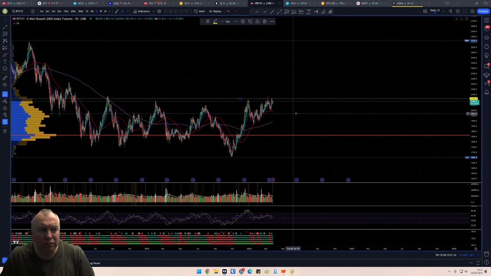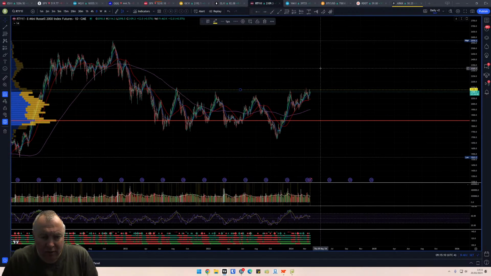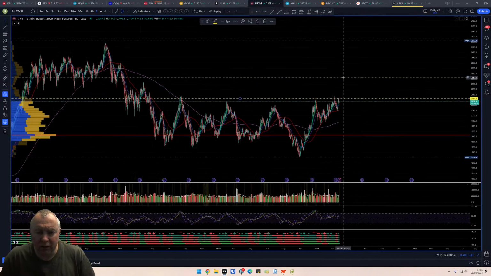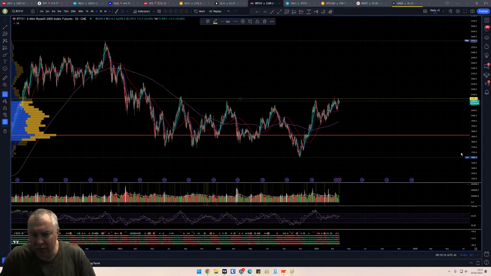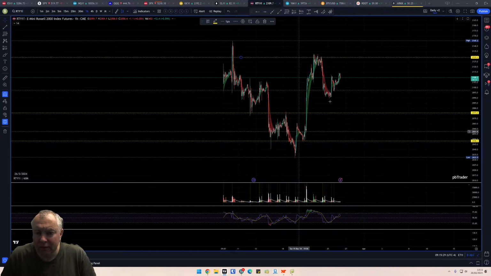RTY, which is the E-mini Russell 2000, kind of looking like we want to break out. I do quite like this. So a break, and this is a daily. We can watch for a break and retest for a swing. This is the key area, 21.30 roughly. Let's go into the hourly.